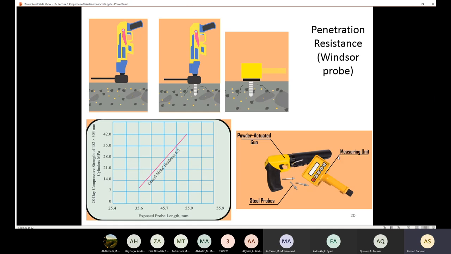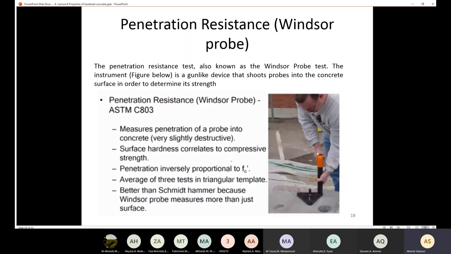So I need two devices. I need this gun, and in this gun I need to have those probes, those nails. We call them steel probes. After I finish, I need this device here to measure how much penetration took place. It's like a gun; I'm going to release those nails into three points in one area, here and here and here.